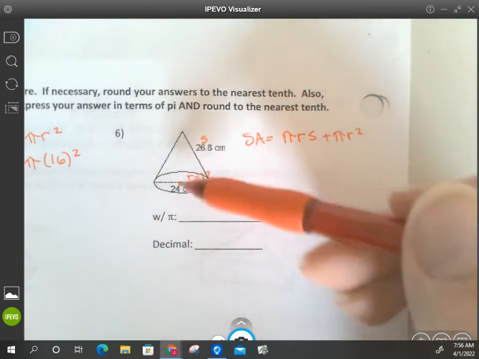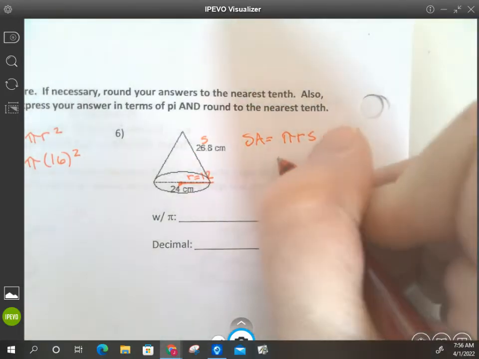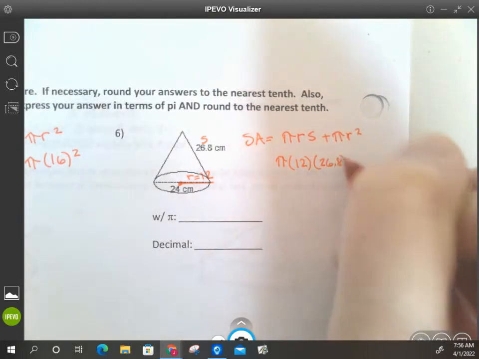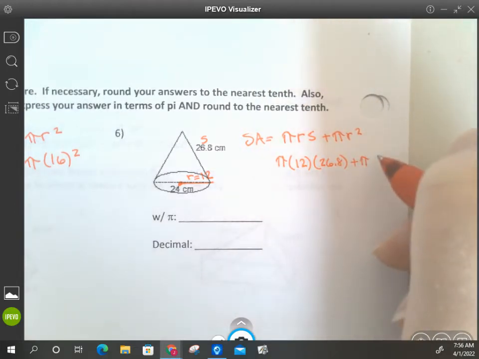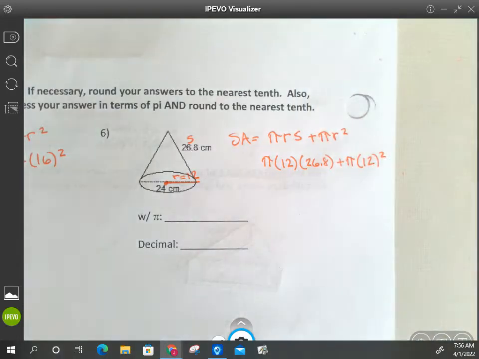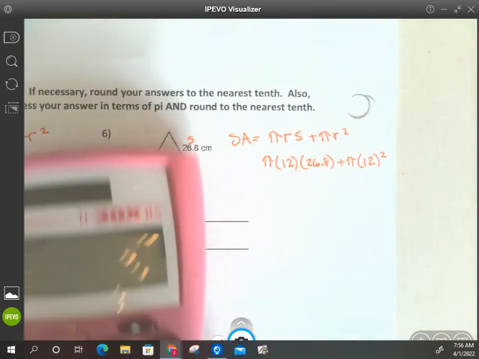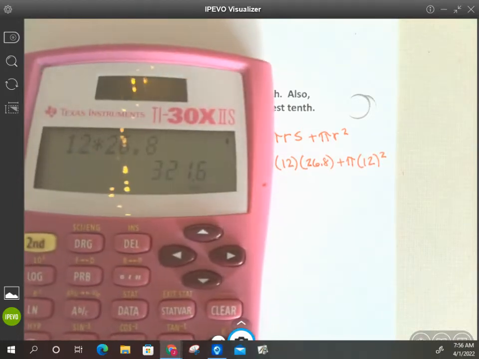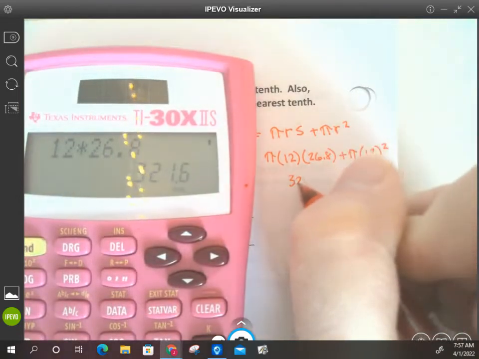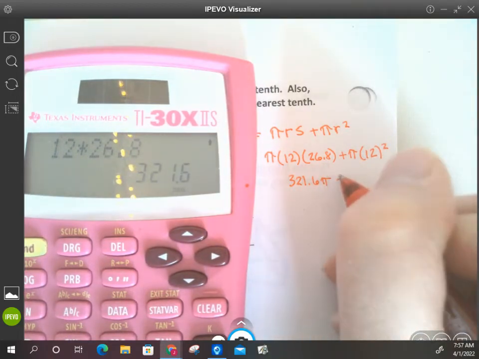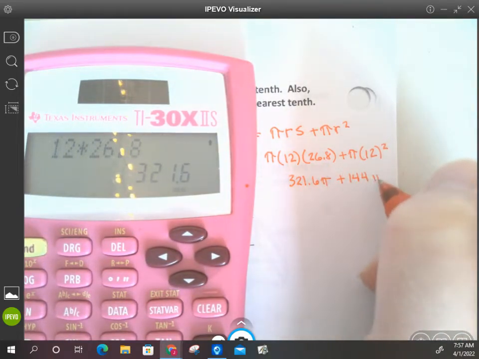So I don't have to use the Pythagorean theorem. I didn't want the height. I want that slant height. So plug it in. Pi times the radius of 12 times the slant height of 26.8 plus pi times, what is it? 12 squared. All right, let's do this one together real quick. Type in everything but pi. We have 2 parts here. 12 times 26.8. All right, so right here is 321.6 pi. So I have that piece. And then 12 squared, that's 144. Keep the pi.